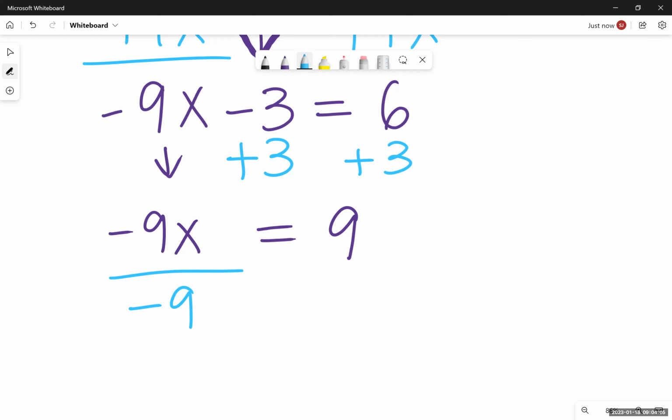And the reason why is because I know that if I do negative 9 divided by 9, signs are different, I'm going to divide and then I'm going to get a negative. I don't want a negative x. I want a positive x. So I need to make sure that I make those signs the same.